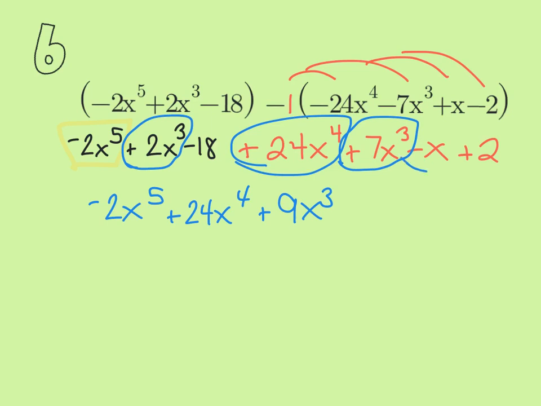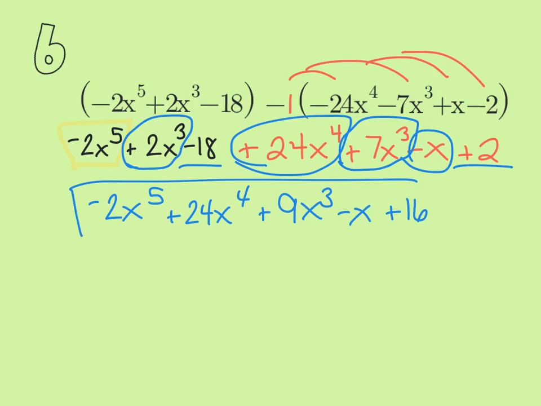Then I have this plain old minus x here. Nothing is like with that. And lastly, my constants, I have a negative 18 plus 2. So negative 18 plus 2 is positive 16. All right, so here's my simplified polynomial.